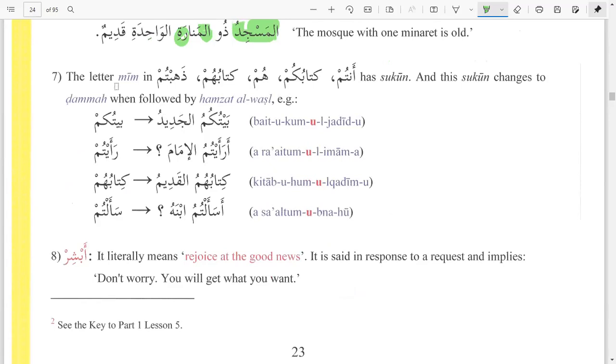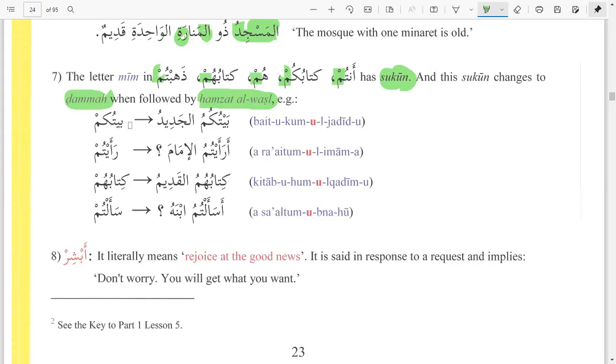The next is the letter mim. Zahabtum, kitabuhum, hum kitabukum antum. We are seeing here mim is silent. The letter mim in zahabtum, kitabuhum, hum kitabukum antum has a sukun, and this sukun changes to dhamma when followed by hamzatul wasal.